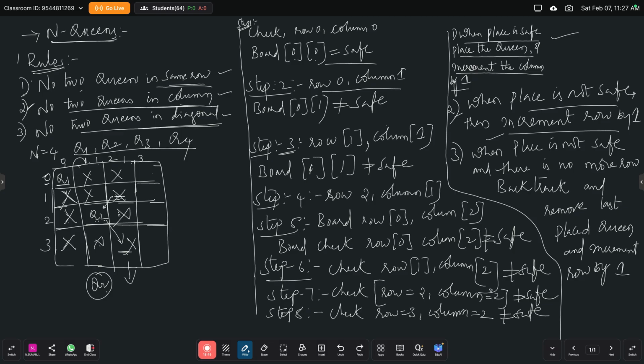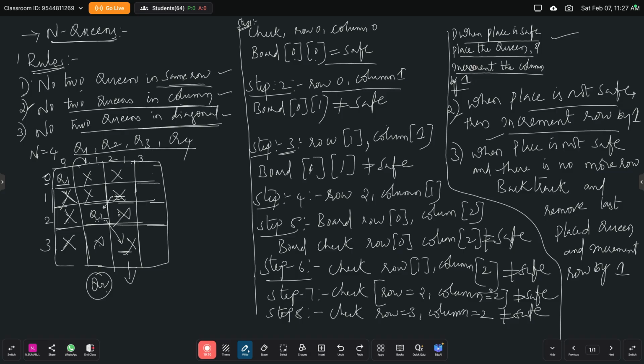Whenever we place the queen, we have to increment the column, but this is not a safe place. Why? What is the first rule? No two queens in the same row. Queen 1 is already in the 0th row, so we cannot place another queen in the same row. That is why the place is not safe.